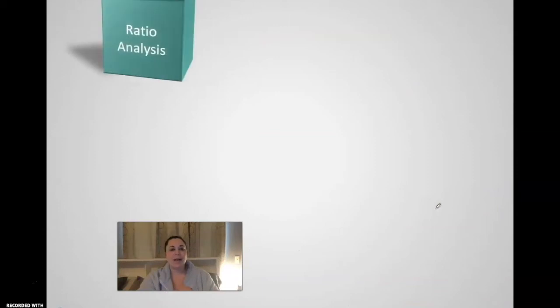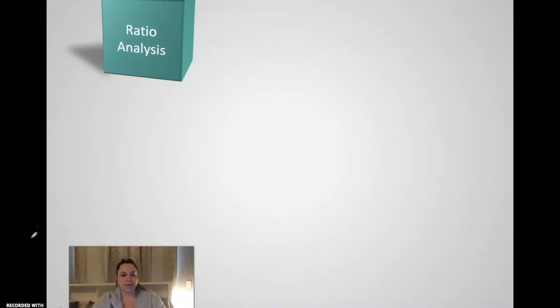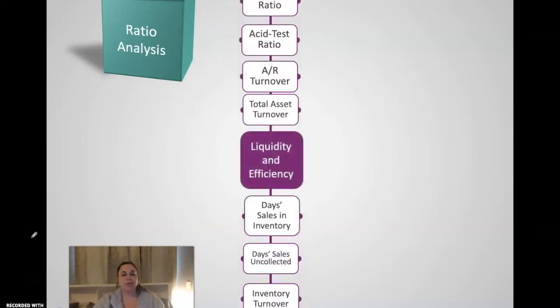Now, the last main topic we're going to be going over is the ratio analysis. The ratio analysis is going to be probably the more difficult part of this chapter because there's a lot of formulas for us to go over. So this is where the building blocks from earlier come into play.